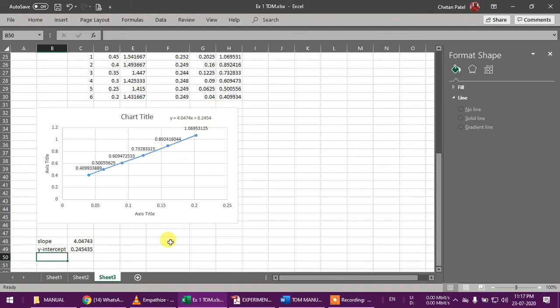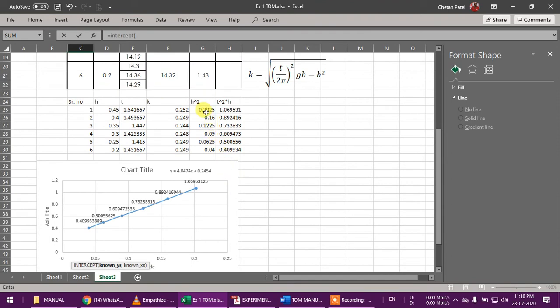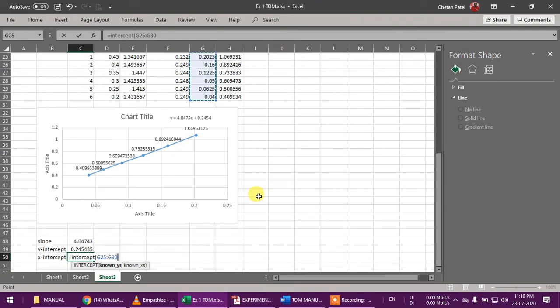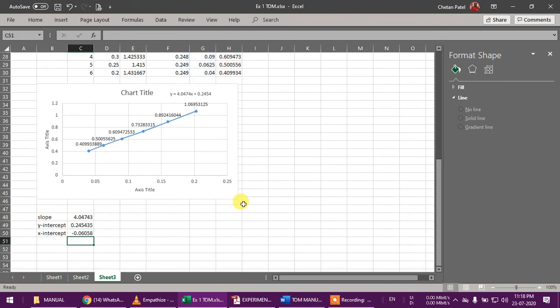If we want x-intercept, that is also possible. Say if I want x-intercept, then the same function is to be used, but here we need to take x to be first. So we'll take x first, comma, then all y values, and then bracket is over. So this is the x-intercept.